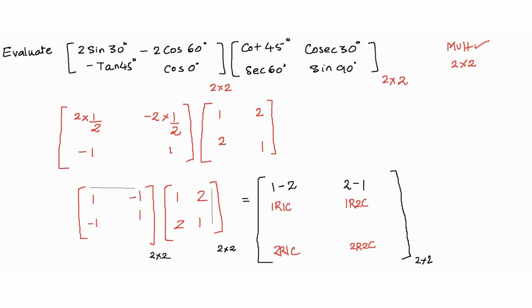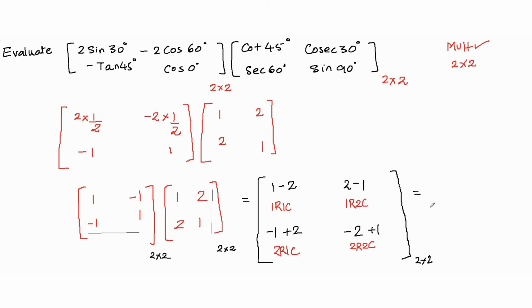Now let's find the second row, first column. I will take the second row of the first matrix and first column of the second matrix. So this is going to be negative 1 into 1 is negative 1 and 1 into 2 is positive 2. And second row, second column will be, I take second row of the first matrix and second column of the second matrix. So this becomes negative 1 into 2 is negative 2 and 1 into 1 is positive 1.